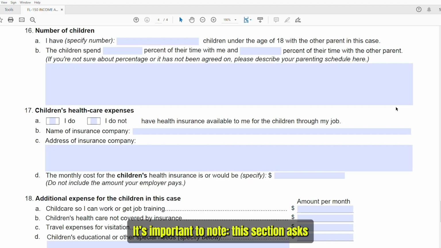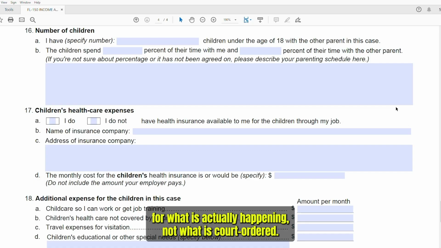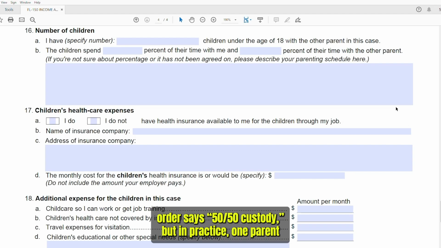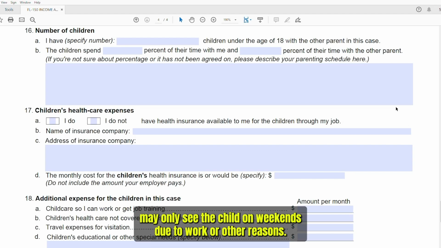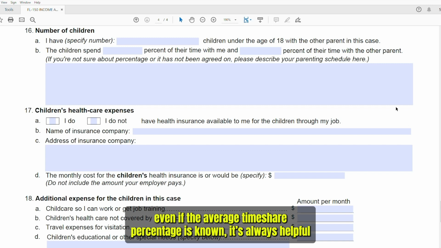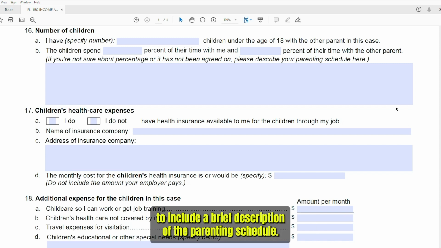It's important to note, this section asks for what is actually happening, not what is court-ordered. Sometimes the court order says 50-50 custody, but in practice, one parent may only see the child on weekends due to work or other reasons. Accuracy matters here. And keep in mind, even if the average timeshare percentage is known, it's always helpful to include a brief description of the parenting schedule.